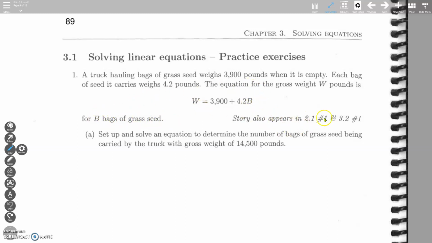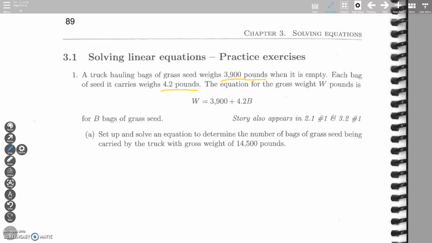If you remember, this story also appeared in lesson 2.1. It was question number 1, and it'll show up again in the next lesson in 3.2. So remember this story about the truck. We remember that its empty weight is 3,900 pounds, right? And it's carrying bags of grass seed, and each bag weighs 4 2/10 pounds. That's the same information from before.